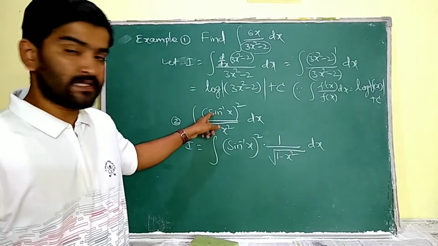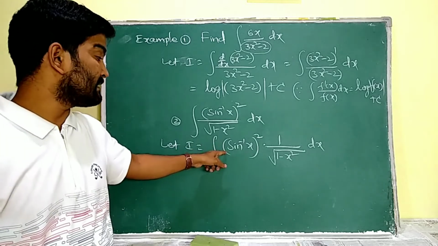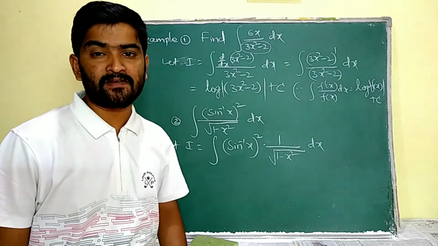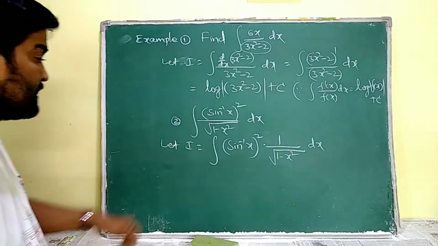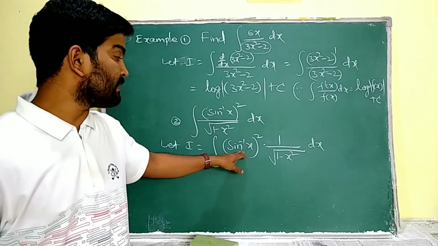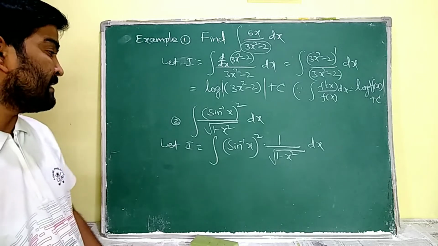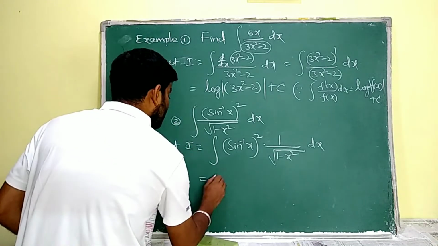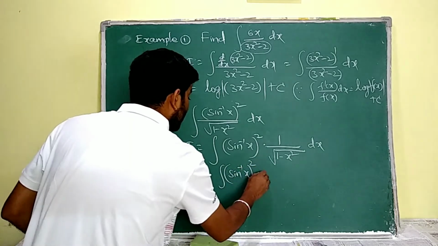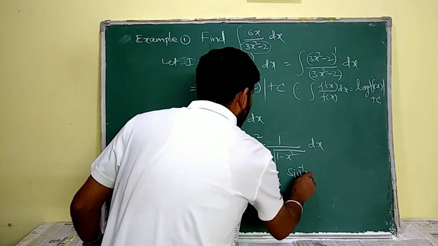See ma, the same given integration value is going to be expressed as integral (sin inverse x) whole square into 1 by root over 1 minus x square dx. Understand ma? Now see, here the derivative of sin inverse x we know. The derivative of sin inverse x is 1 by root over 1 minus x square. That means here I am going to rearrange this function as (sin inverse x) whole power of 2 into d by dx of sin inverse x.